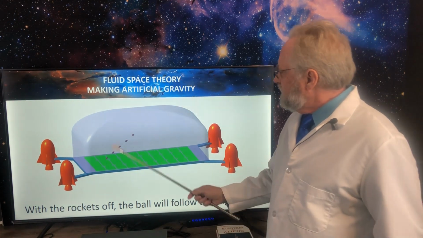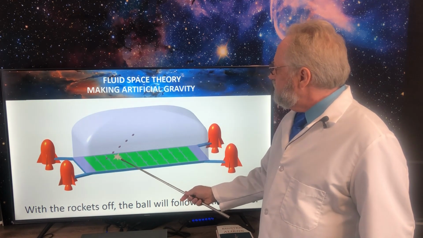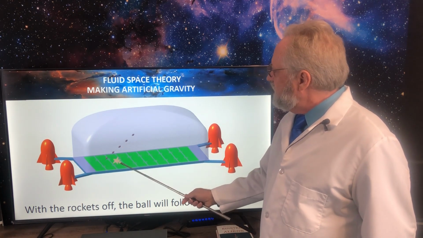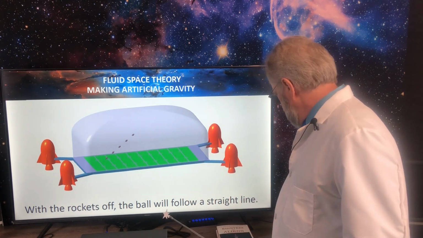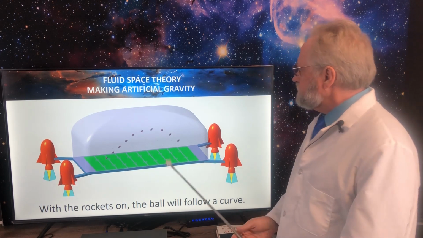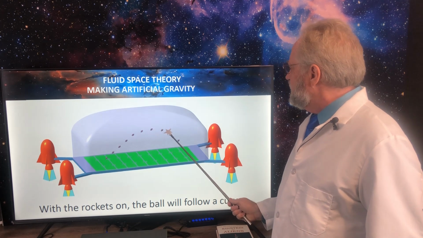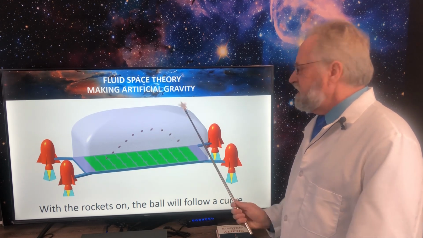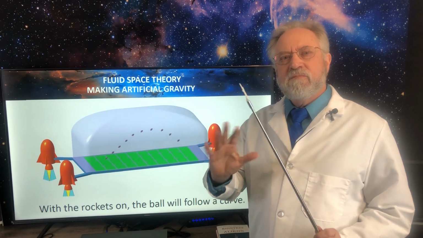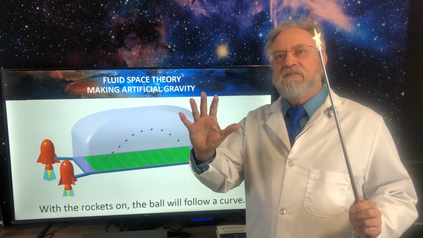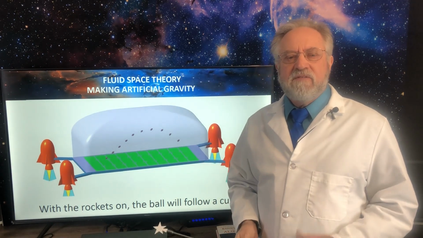So now let's think about that a little bit more. Let's let the quarterback throw the ball while the rockets are off. And we'll let it run for 4 or 5 seconds, and the ball will move in a straight line at a constant velocity. Now we light the rockets, and from the point of view of the field, the ball will start to move in an arc and fall down toward the field. So, from the point of view of the field, it would appear that there's some sort of gravitational field acting on the ball to pull it down to the field. But that's not what's really happening.